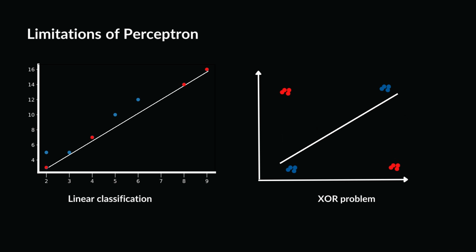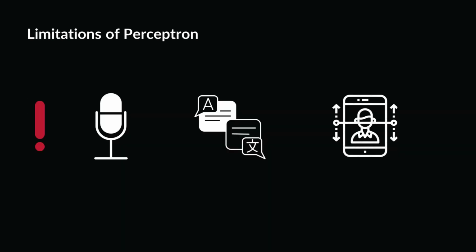Even if we fit a line here, it cannot fully separate the two data points with an accuracy greater than 50%. Because of the inability of the perceptron to solve the XOR problem, it will not perform well in some complex data, including speech, language, high-end image processing, etc.